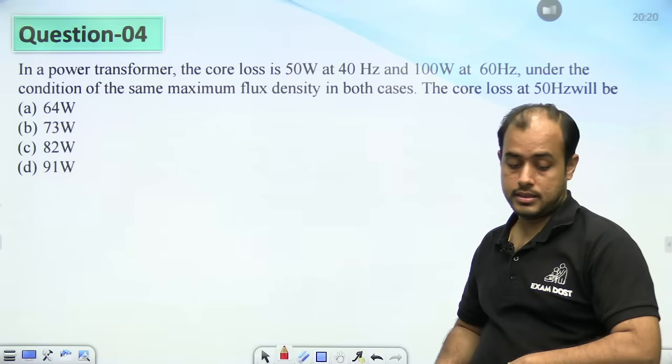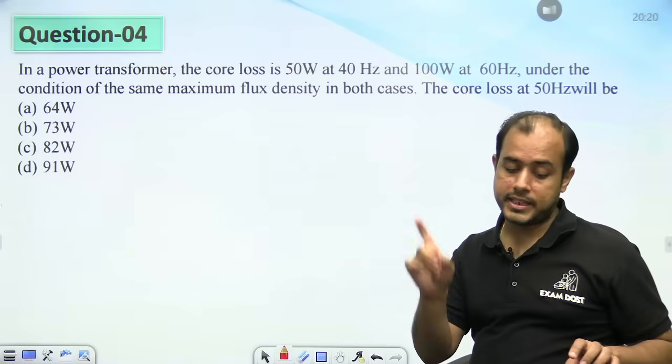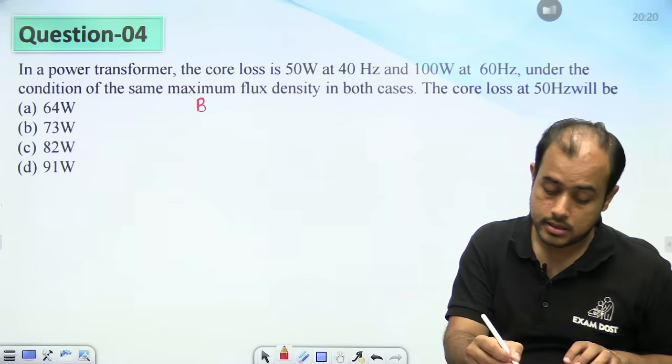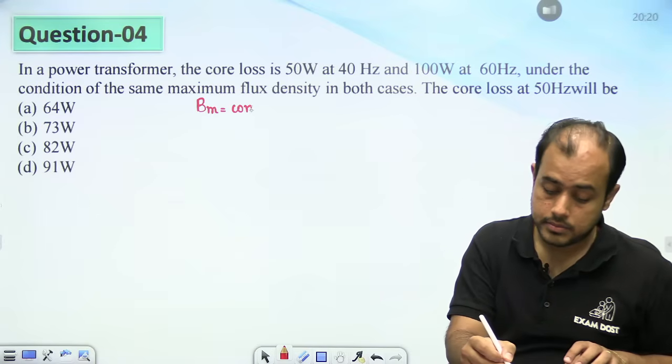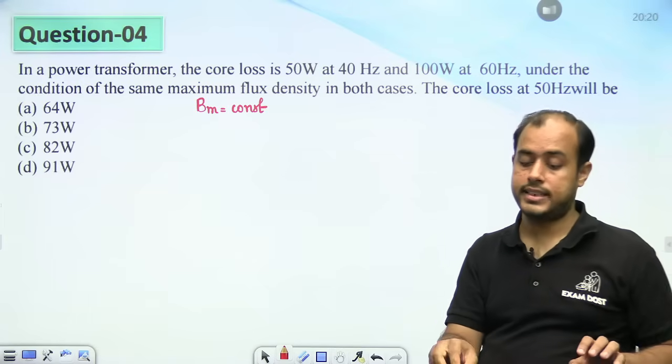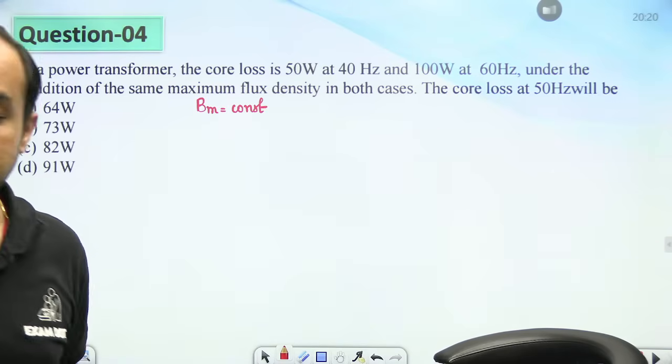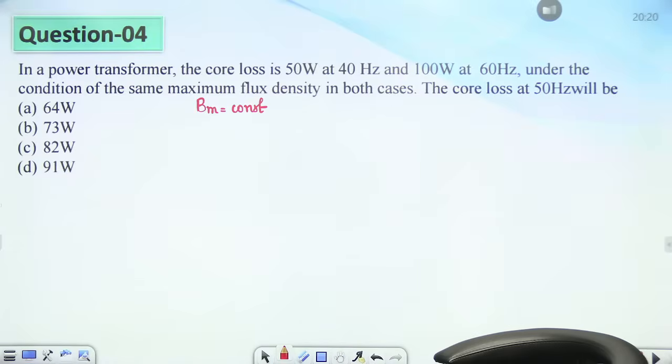ओके चलिए ट्राई दिस बेटा. Same maximum flux density Bm is constant. चलिए ट्राई कीजिए using the same method. ट्राई दिस बच्चों, use the same method.